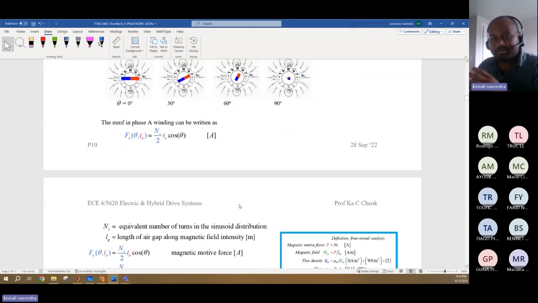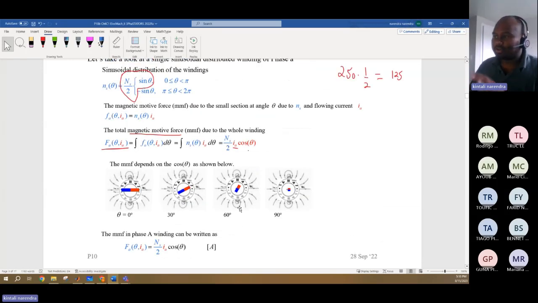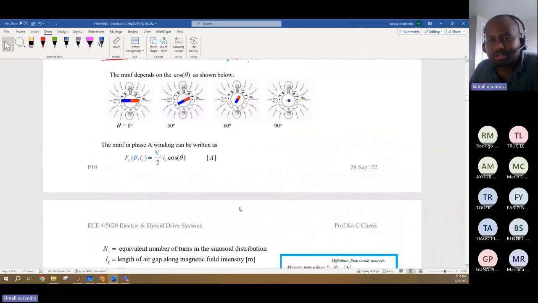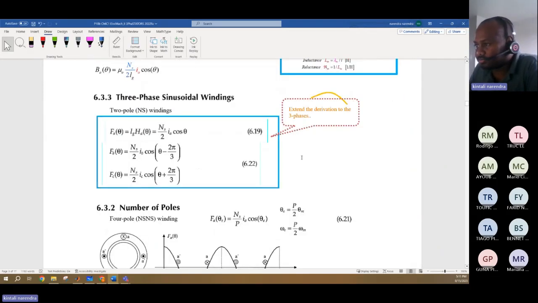Okay, if you still want a derivation, we'll do it tomorrow. For today, I'm just trying to explain the terms which are used in the torque equation. My aim is different for today.